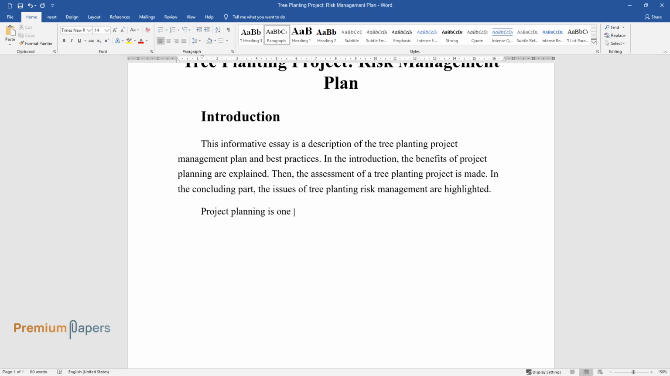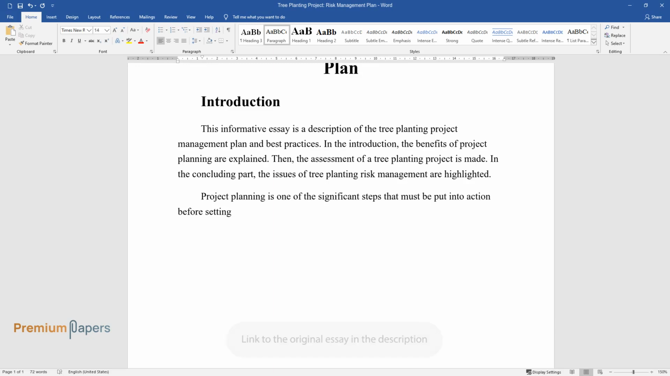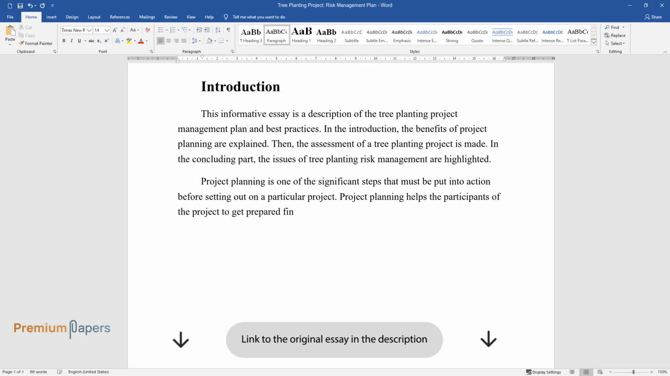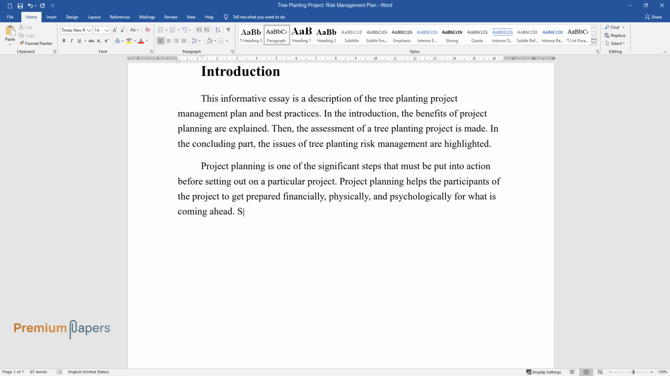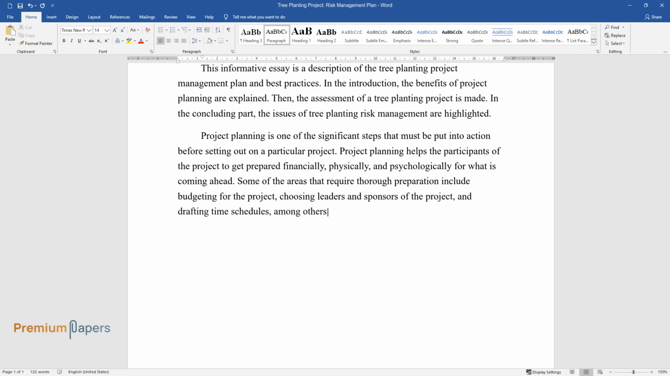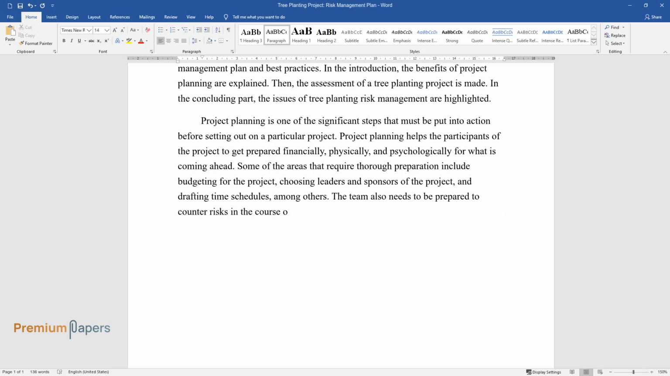Project planning is one of the significant steps that must be put into action before setting out on a particular project. Project planning helps the participants of the project to get prepared financially, physically, and psychologically for what is coming ahead. Some of the areas that require thorough preparation include budgeting for the project, choosing leaders and sponsors of the project, and drafting time schedules, among others. The team also needs to be prepared to counter risks in the course of the project.